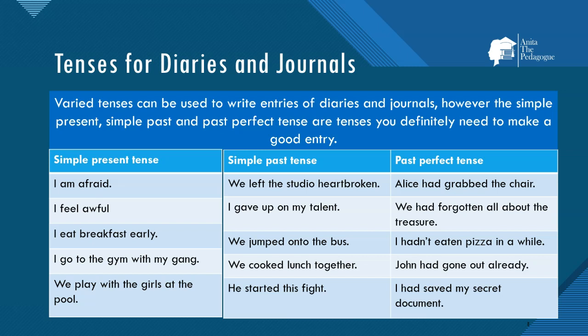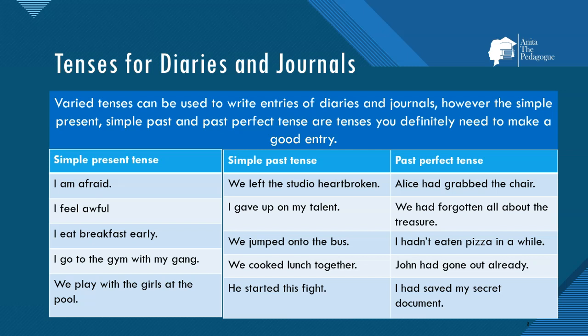Also, we have the simple past tense. We left the studio heartbroken, I gave up on my talent, we jumped onto the bus, we cooked lunch together, he started the fight. So these are examples of the use of the past tense, things that have already happened in the past.